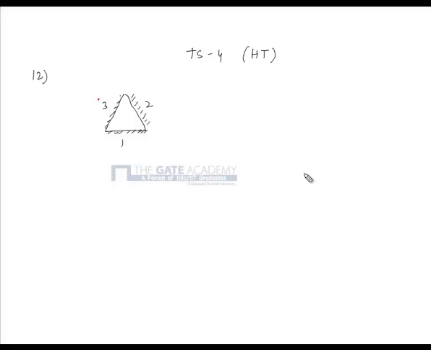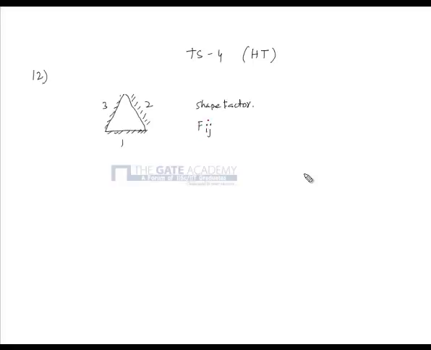And now there are four statements given as four options, and what is asked is which of these options are correct. And this is all about shape factors. So let's first see what a shape factor is.